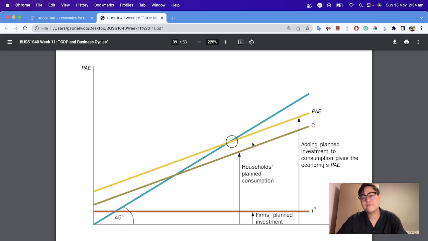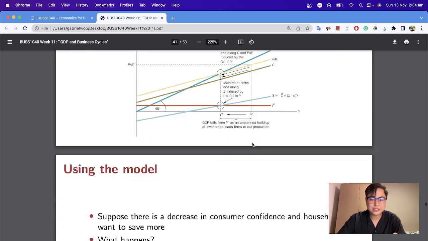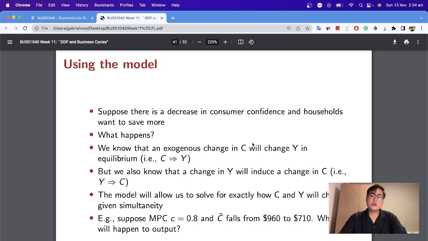Okay, so adding planned investment to consumption gives the economy's planned aggregate expenditures and household planned consumption. So that's sort of equilibrium. Using this model, we could really model consumer confidence and how households want to save. And we will be able to understand how changes in consumer confidence, changes in consumer spending, changes in business confidence, and changes in business investment will affect GDP in relation to plan aggregate expenditure.